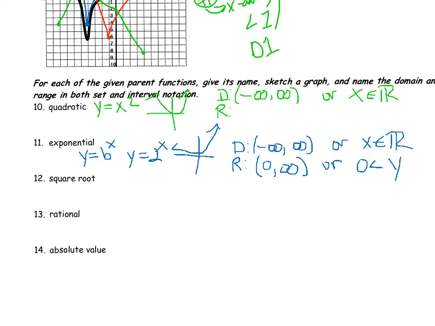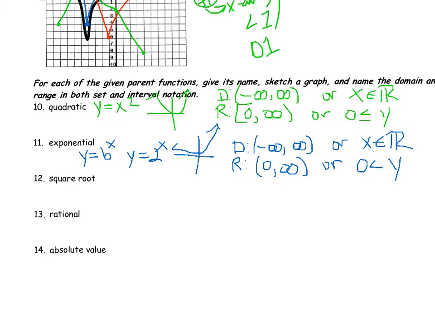Range, the lowest our parabola goes is 0, and this actually includes 0. It touches the origin, so we're going to use a bracket to infinity. Or we can say 0 is less than or equal to y, because again, we equal 0 at this point.